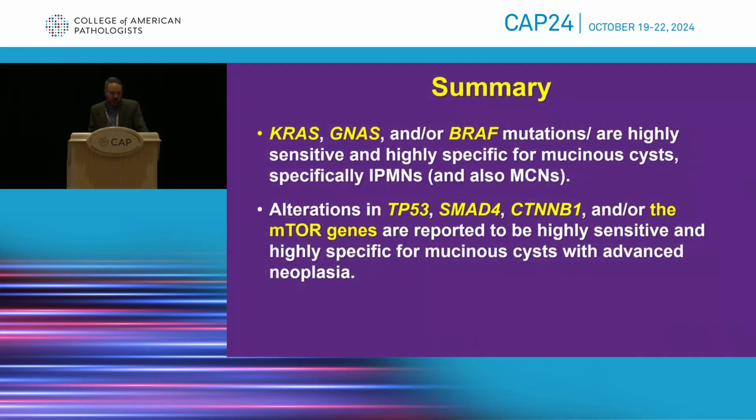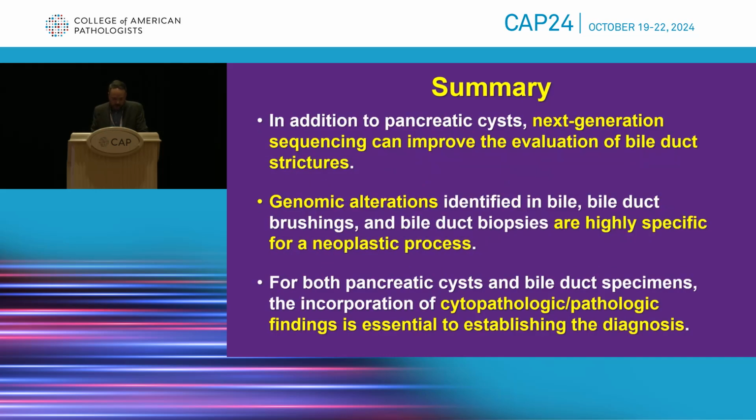So in summary, KRAS, GNAS, and BRAF mutations are highly sensitive and specific for mucinous cysts, especially IPMNs and MCNs. Alterations in P53, SMAD4, beta-catenin, and mTOR genes are reported to be highly sensitive and specific for mucinous cysts with advanced neoplasia. So finally, now we have genes when there are alterations. We can say it's not just a mucinous cyst, but one that really needs to be treated definitively.